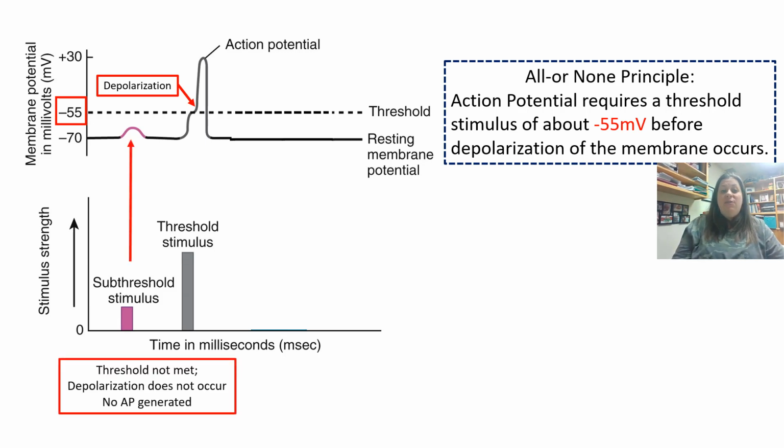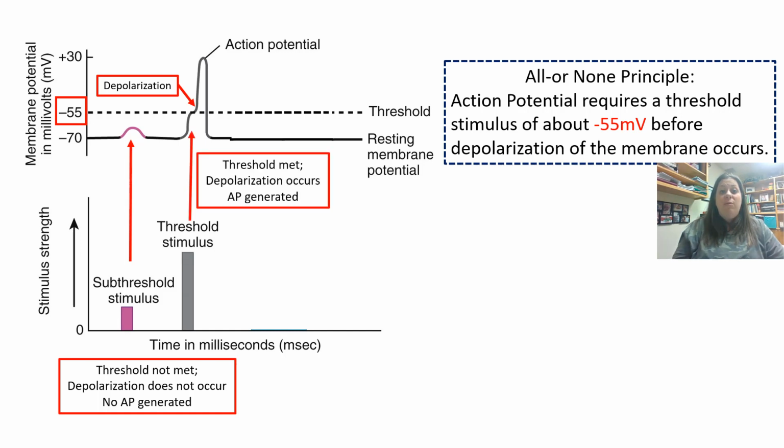So if we look here at this first particular stimulus in the purple, the threshold was not met, so depolarization does not occur, so no action potential is sent. However, when we look at the second one, the threshold was met at the -55, so then an action potential is generated. You see that it goes all the way up to a positive about 30 to 40, and then it's going to have to reset. That's that repolarization that has to occur.